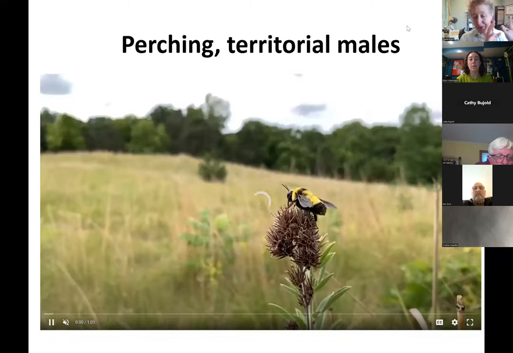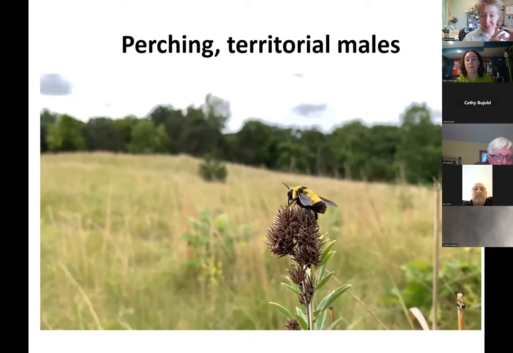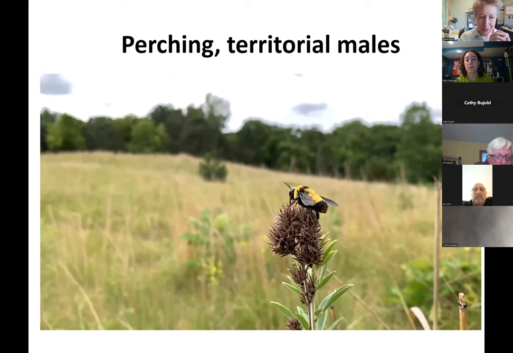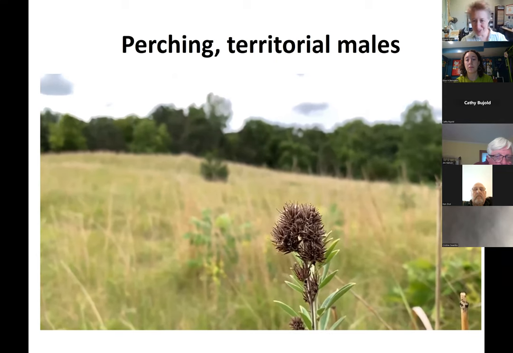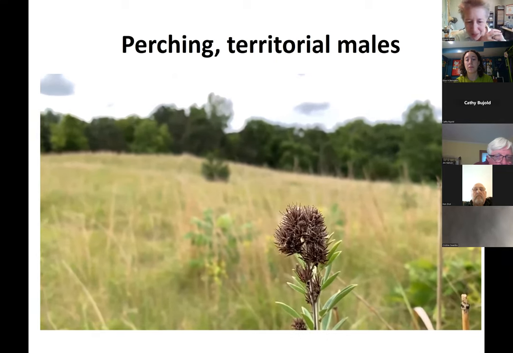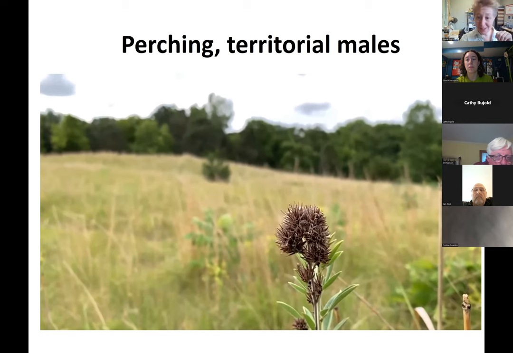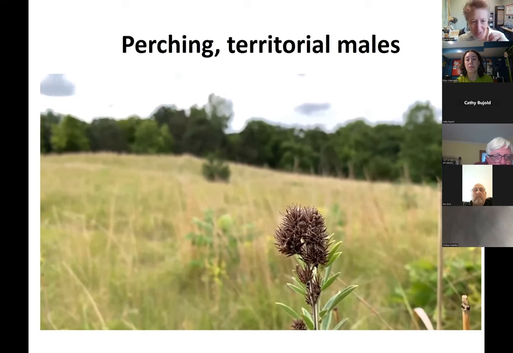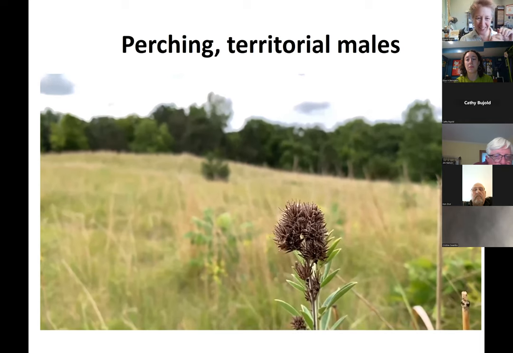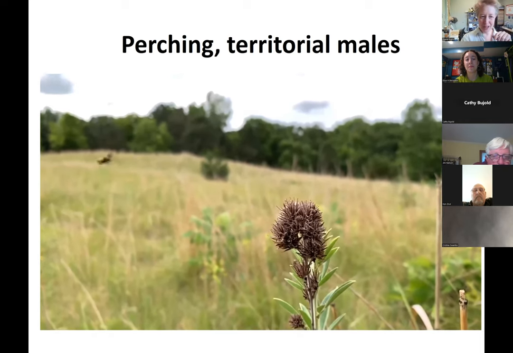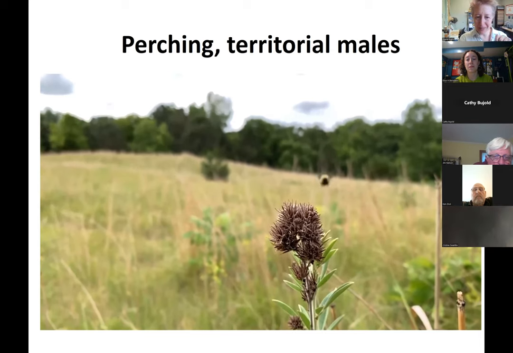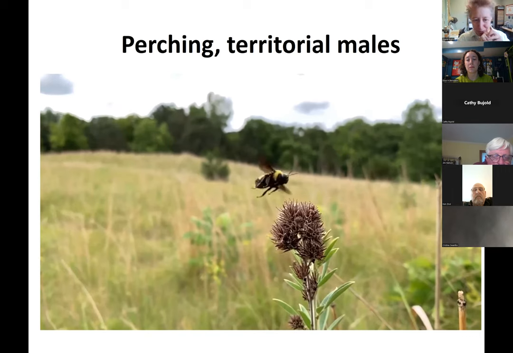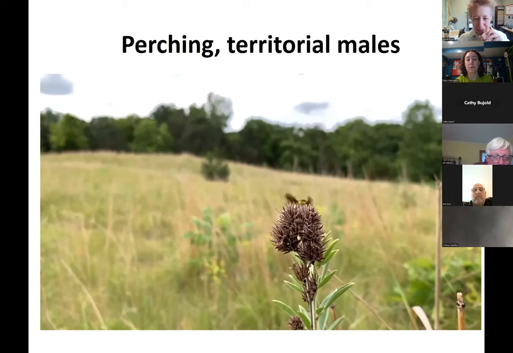There's a few different behaviors that you can also look for that are related to mating. This is a slow motion video from a male that is perching. You can see him perching there on the tip of that flower, and then he is taking off and patrolling an area. In a second here, you can see another bee come by and he's chasing them. And then he comes back over and will just land back at this flower.